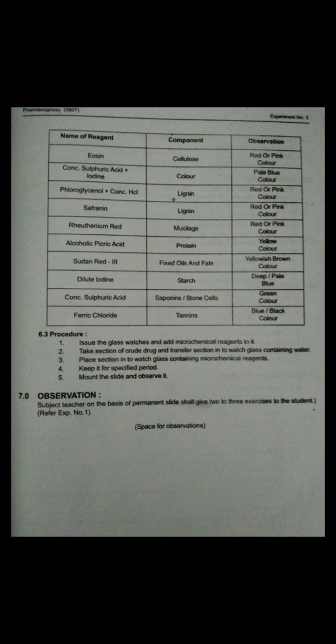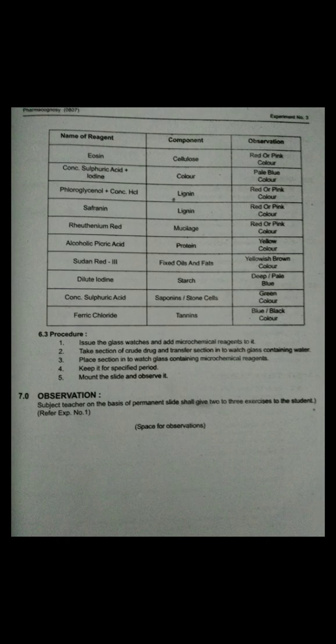Once again: take the watch glasses, add microchemical reagents to them. Then take a section of crude drug and transfer the section into a watch glass containing water. Then place the section into a watch glass containing microchemical reagents. Then keep it for the specified period. Then mount the slides and observe it. Okay, these are the procedure steps of this experiment.